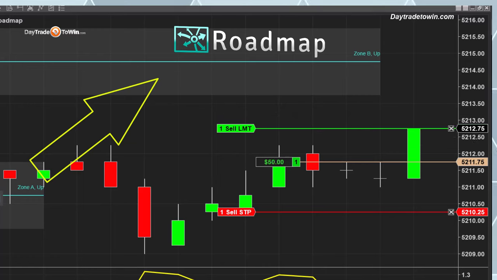If that signal happened right in the zone and it reversed off the zone, I don't want to go long. But it happened and then it broke through the zone. Now I can go long, thinking it's going to continue to the next zone.